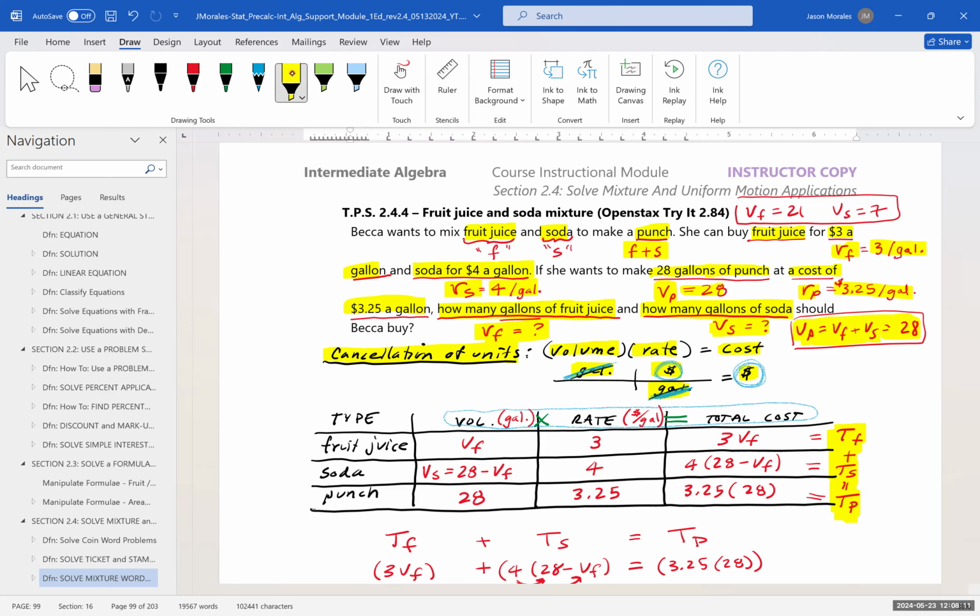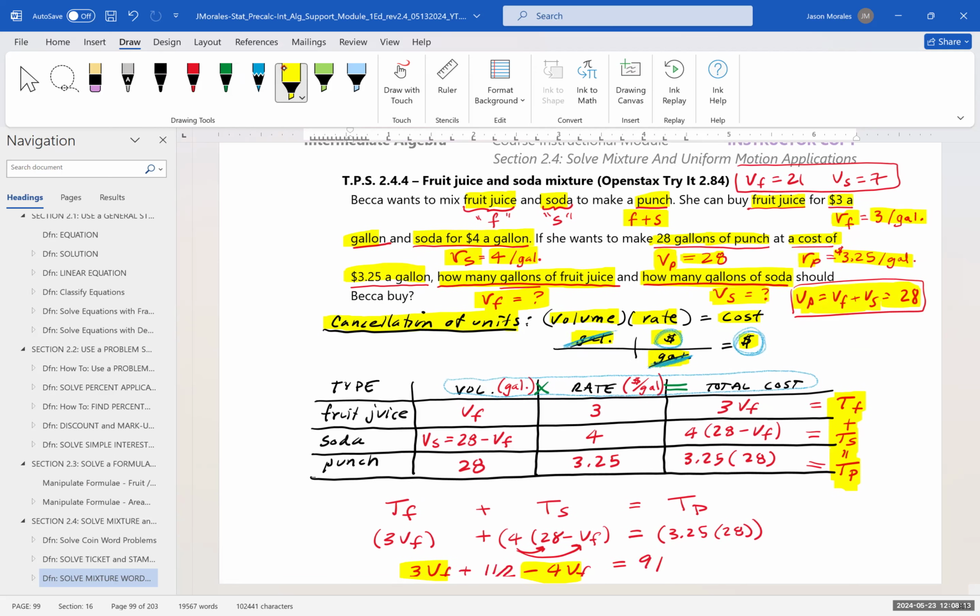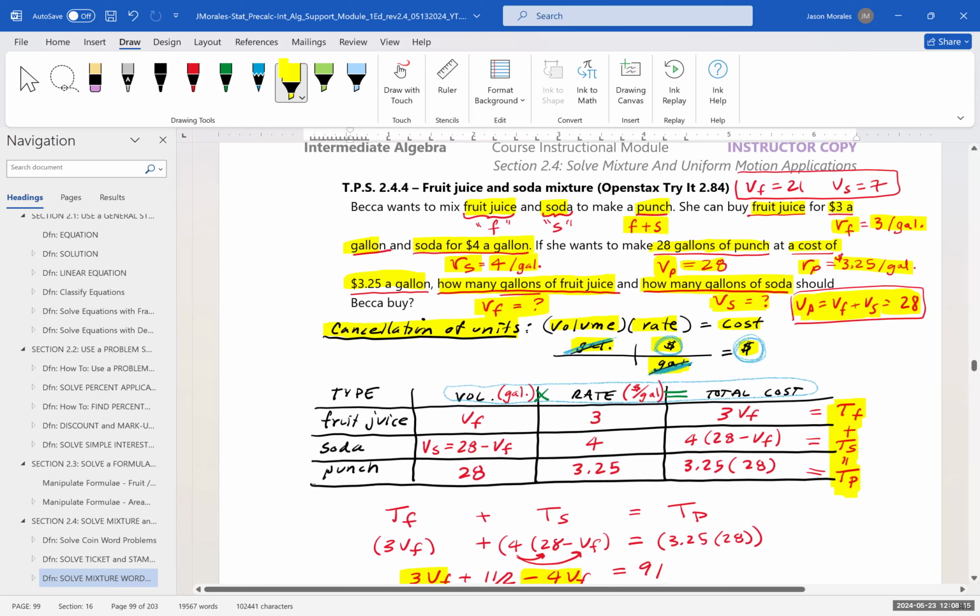All right, so that is kind of the preface for setting up this table the way that we've got it. And down the left-hand side, we have types: fruit juice, soda, and punch. And we can fill this in very much like we have with previous problems.